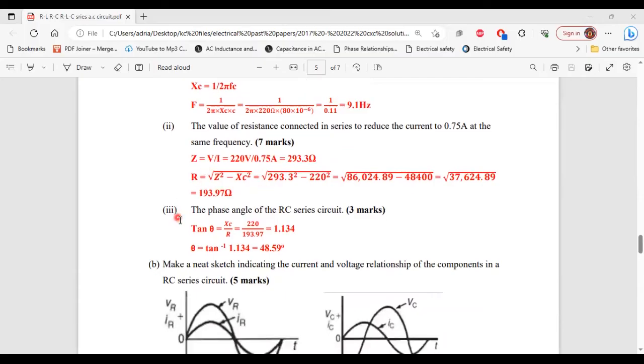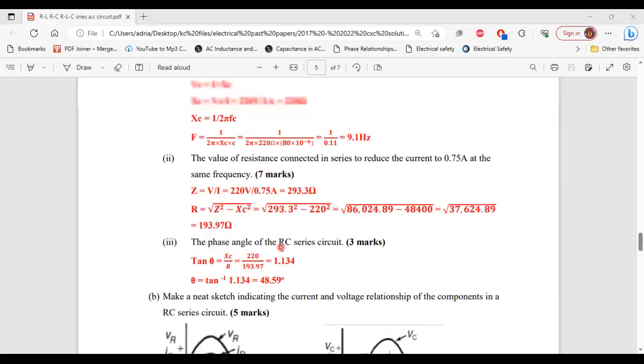For part 3, it says the phase angle of the RC series circuit. So to calculate the phase angle, tan theta is equal to XC divided by R. So that is 220 divided by 193.97. That will give us 1.134. So theta is equal to tan inverse 1.134. That will give us an angle of 48.59 degrees. All right, so that's it for part A.